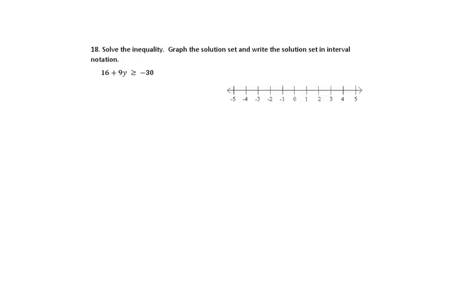18 wants us to solve the inequality. So first we have to subtract 16. So 9y is greater than or equal to minus 46. Then we have to divide by 9. So y is greater than or equal to negative 46 over 9. And if you put that in the calculator, it's about negative 5.1.